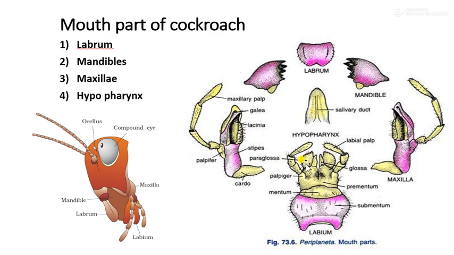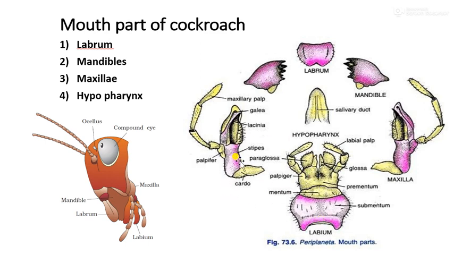Okay, this is about the labium. Now we see the hypopharynx. Between the maxillae, in front of the labium, is a flat cylindrical structure called the hypopharynx or lingua, and the common salivary duct opens at the base of the hypopharynx.